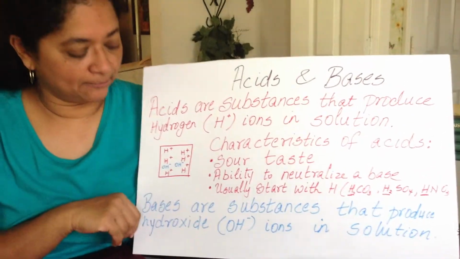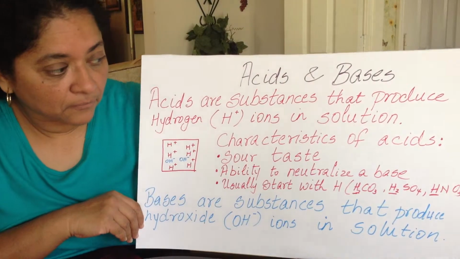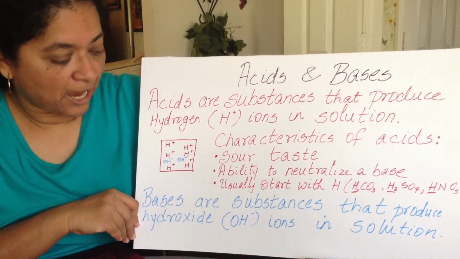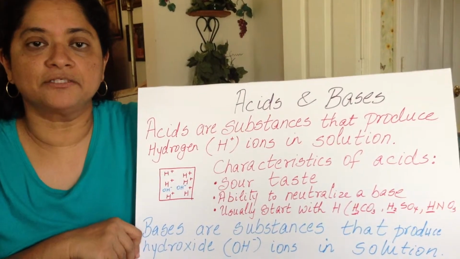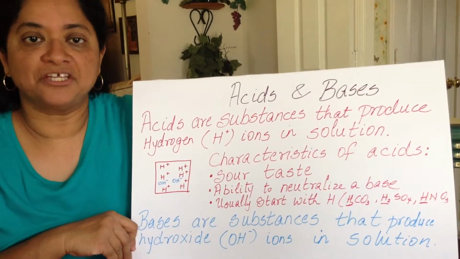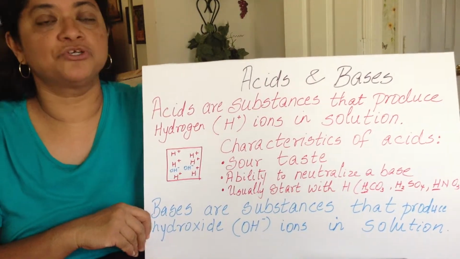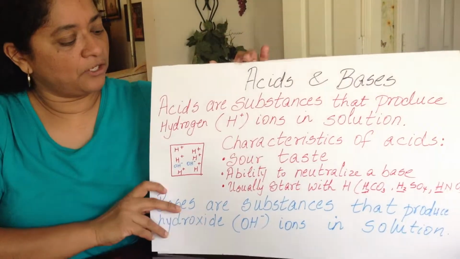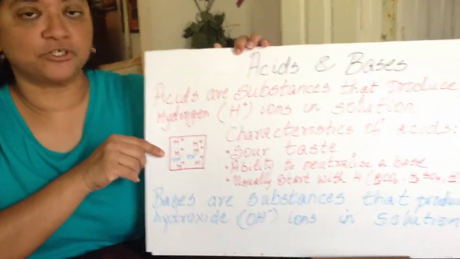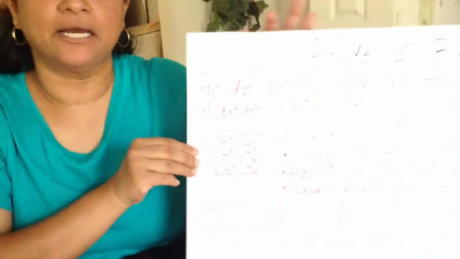Bases are defined at the bottom in blue. Bases are substances that produce hydroxide ions in solution. Hydroxide is the polyatomic group OH, with an overall negative charge. Okay, so bases produce hydroxide ions in solution. And notice the picture of an acid. You would have more hydrogen ions in an acid than you would have hydroxide ions.